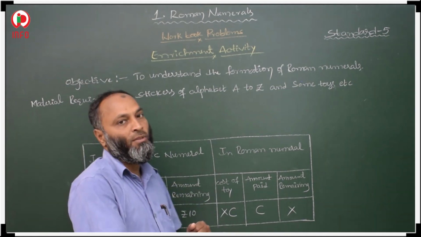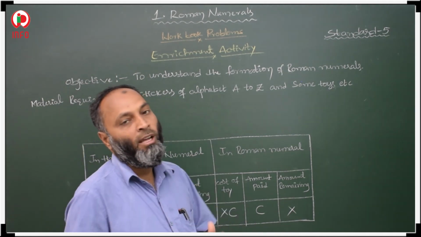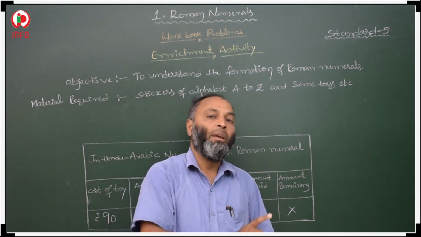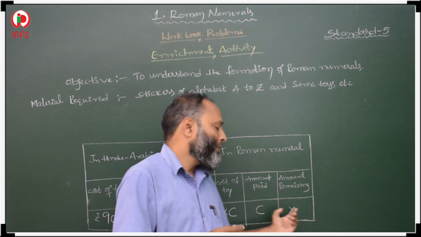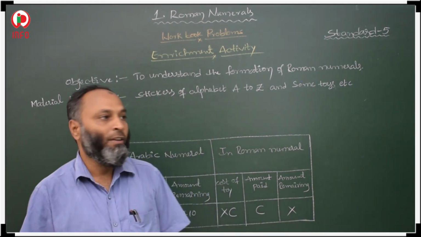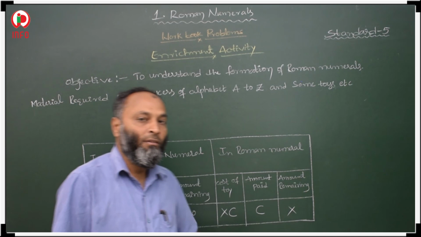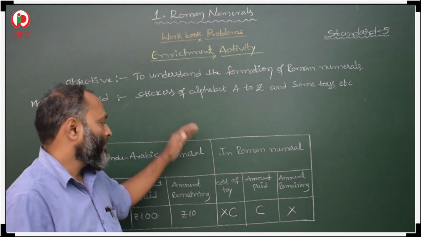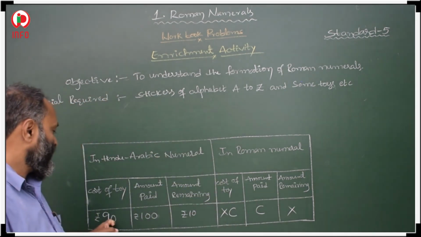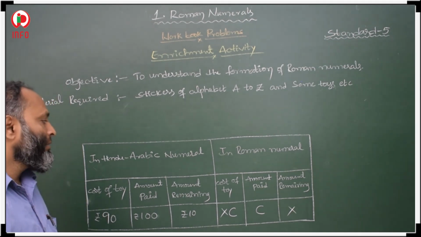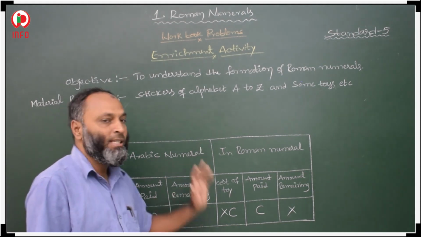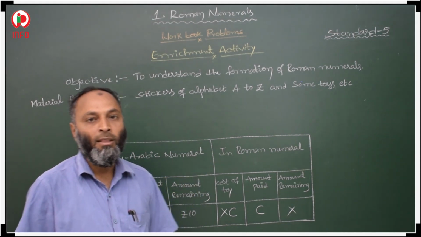In this way you should understand how to arrange and write Roman numerals. That means what is the cost of the toy, how much amount he gave, and how much amount you have to pay back to him. According to that you have to write the Roman numerals and do your activity one after another. Whatever transactions there are, first transaction, second transaction, third transaction, fourth transaction, all the transactions you have to enter in this table. Okay, this is your activity.